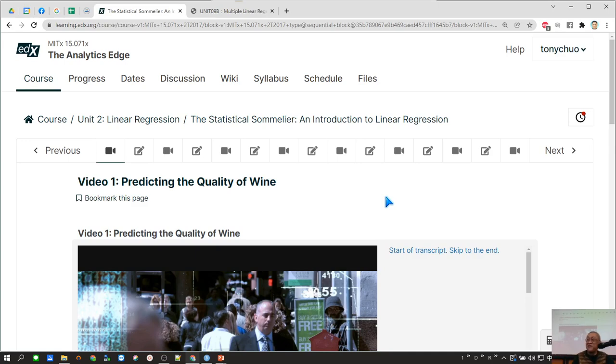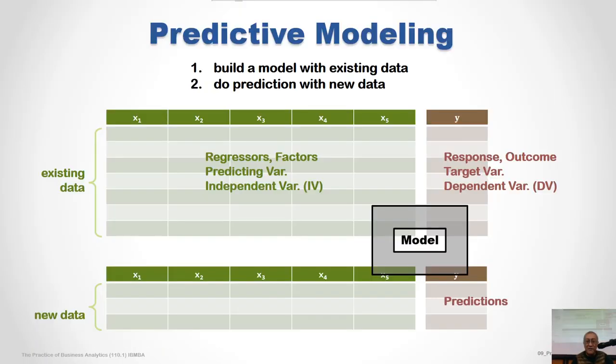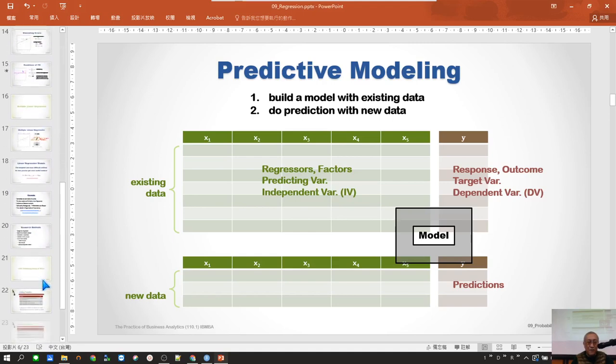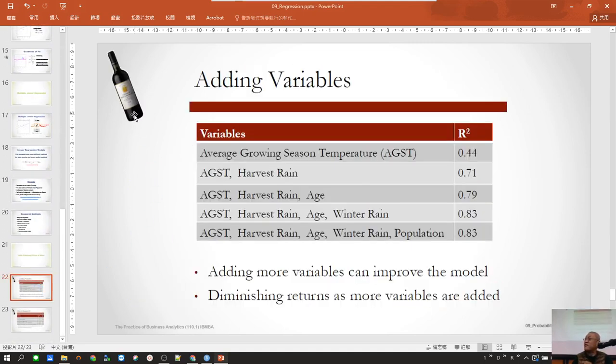a case. It's actually a real case. The case is about wine, the price of the wine. It is actually using variables like the average growing season temperature and the rain on the harvest season. You know that the price and the quality of wine depend on a lot of things, so they are using these regressors, these predicting variables, to predict the price of wine.